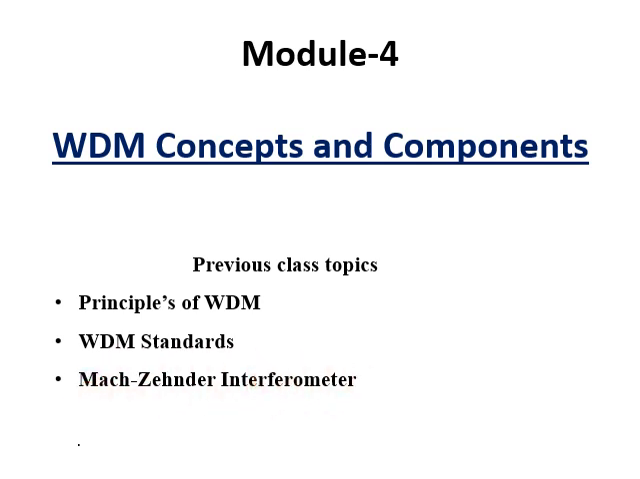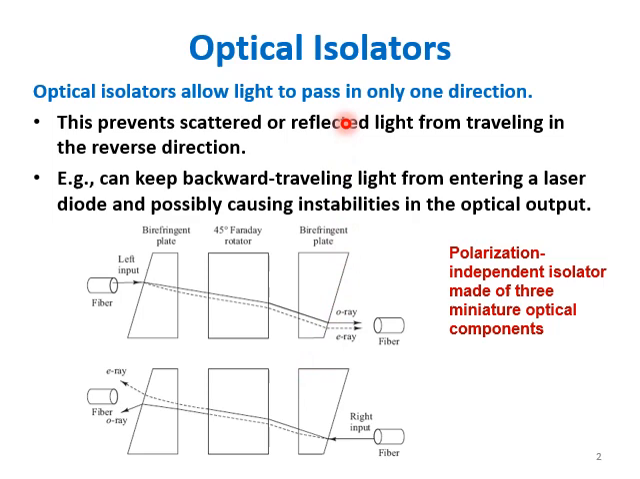Today's presentation we will see the next topics: optical isolators and circulators. I'll start with optical isolators. What does it mean? Optical isolators allow light to pass in only one direction. The light travels in one particular direction, and this prevents scattered or reflected light from traveling in the reverse direction.